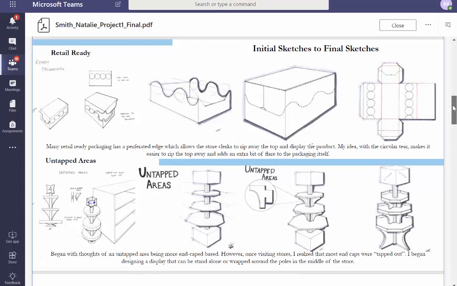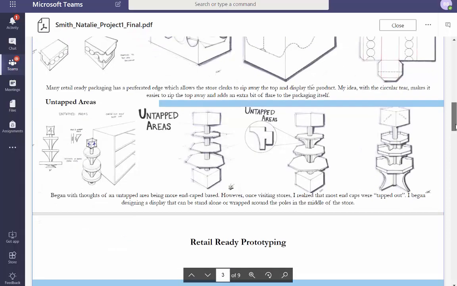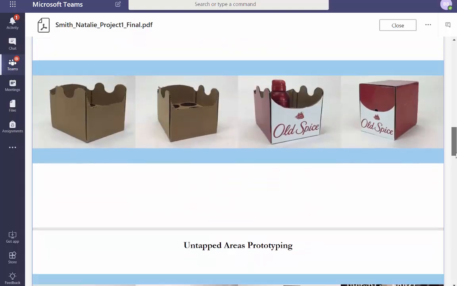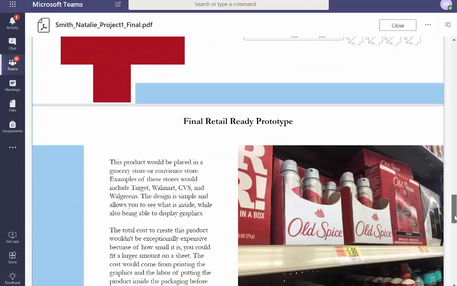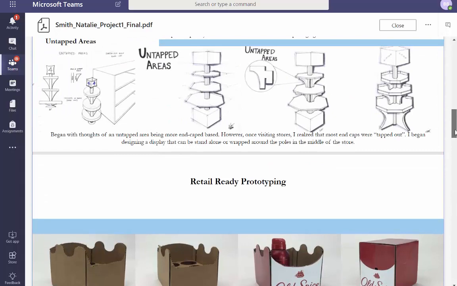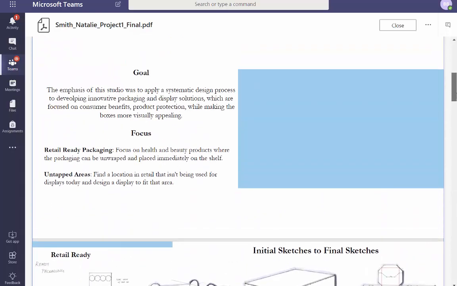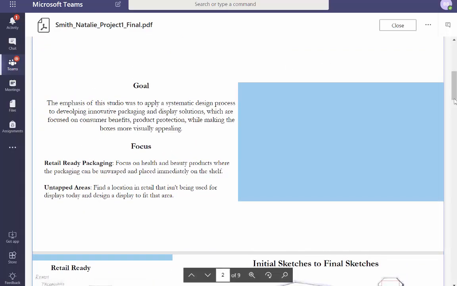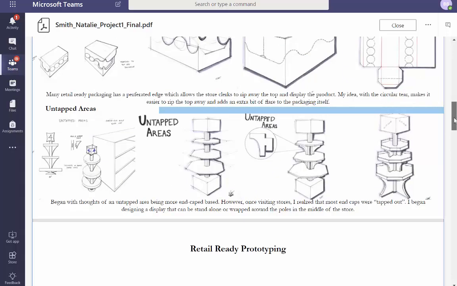Retail ready, untapped areas. I'd rather you do one page, retail ready. Actually, do everything retail ready first, which will be Old Spice, the 3-4 images. And then untapped areas, which means you want to focus on this, and maybe give me a graphic focusing on two things. Retail ready was an example. Untapped area, question mark sketch, something that tells me it's a two-part project.